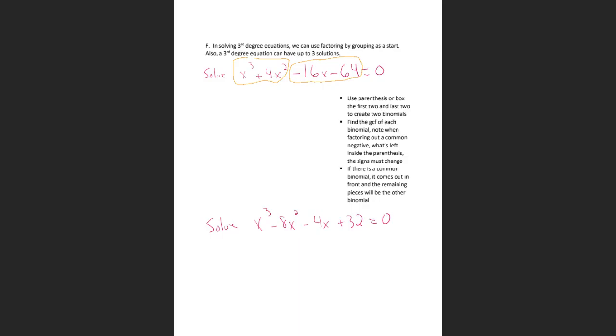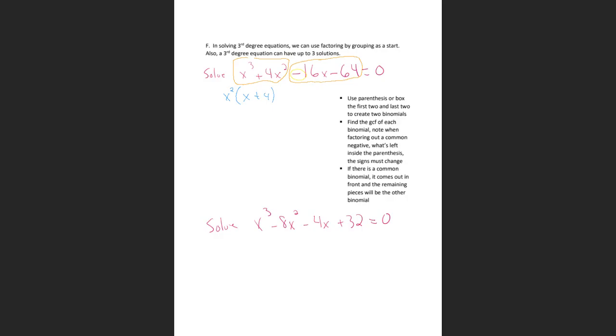So again, we're going to create these 2 binomials, and what we're going to do is factor a GCF out of each box, out of each binomial. And so looking at the first pair, x cubed and the 4x squared, I do see that they each have an x squared in common. So I pull that out, that leaves me an x and a 4. Now, when there's a negative in this position here, what we do is we go ahead and pull the negative on out, which means these 2 signs are both going to change when I do this.